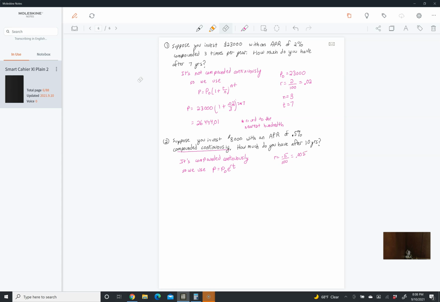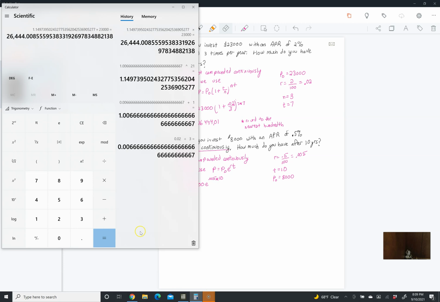You're going to know that you forgot to plug in a decimal because your answer is going to be much larger than it should be. Okay. Your T in this case is 10. Your P sub 0 is 8,000. So if we plug this in, we get P is equal to 8,000 times E to the 0.005 times 10.